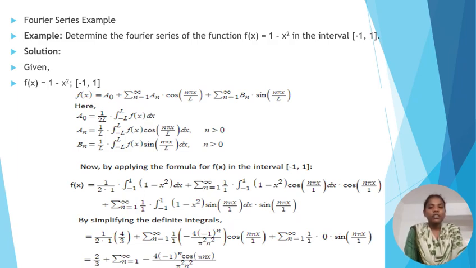First we find the a naught value. So a naught is equal to 1 by 2L integral from minus L to L of f of x dx. Then a n is equal to 1 by L integral from minus L to L of f of x cos of omega naught t, where omega naught t is equal to n pi x by L, dx, for n greater than 0. And b n is equal to 1 by L integral from minus L to L of f of x sin of n pi x by L dx, for n greater than 0. Now, by applying the formula for f of x in the interval of minus 1 to 1, we get these answers.